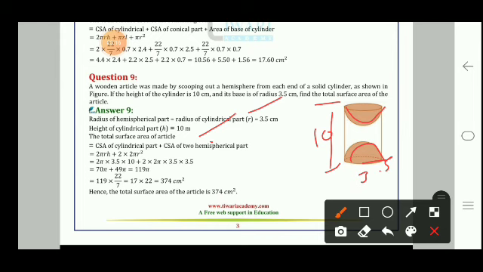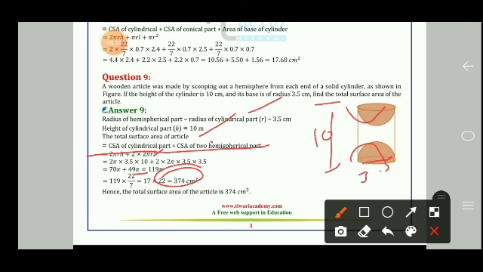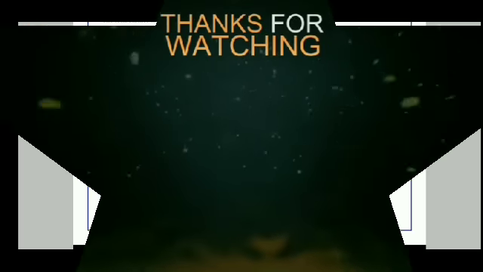So the total surface area of the article will be the curved surface area of the cylindrical part plus the curved surface area of the hemispherical parts, that is 2 pi rh plus 2 into 2 pi r square. Putting the values, r is equal to 3.5 and h is equal to 10, we get the answer as 109 pi. Then putting the value of pi as 22/7, we get the answer as 374 centimeter square. So with this we come to the end of the solution of this exercise. Okay, so thank you very much.